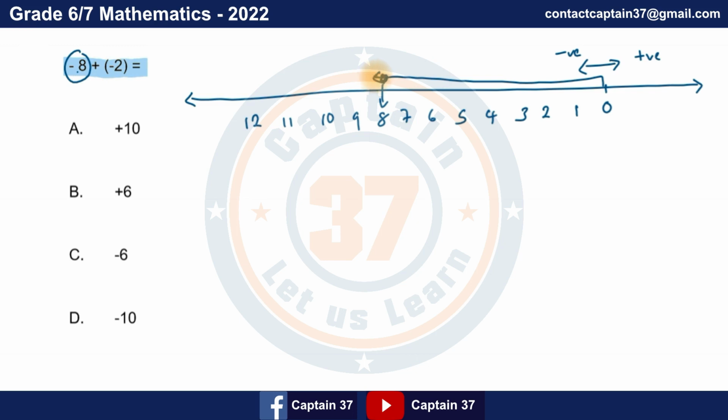So we are going to go to 9, 10. This is where we are going to be, here: -10. Is the answer A? No. Is the answer B? No. Is the answer C? No. Is the answer D? Yes. The answer to this question is D.